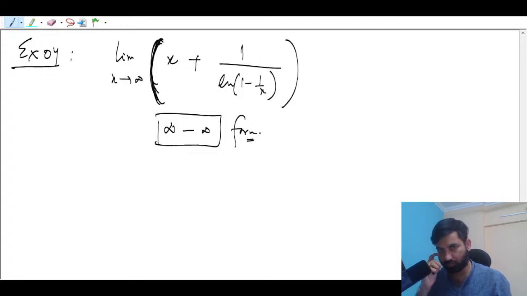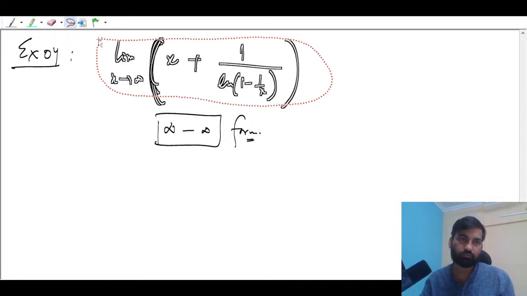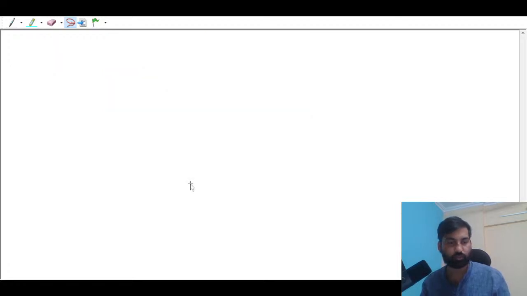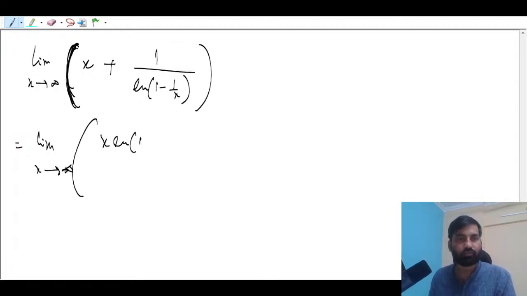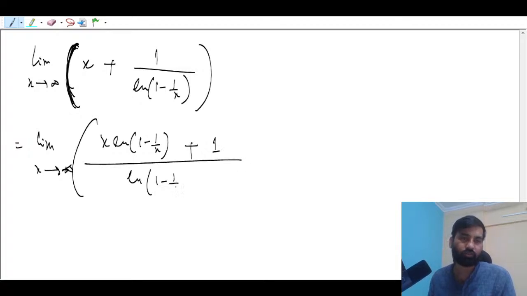So what we can do here is apply this; you can write this as you need to manipulate this. So we have to convert it so that we can apply L'Hopital's 0 by 0 form. So what we can do is take the LCM here. Limit x tending to infinity, x ln(1 minus x), plus 1 by ln(1 minus 1 by x).